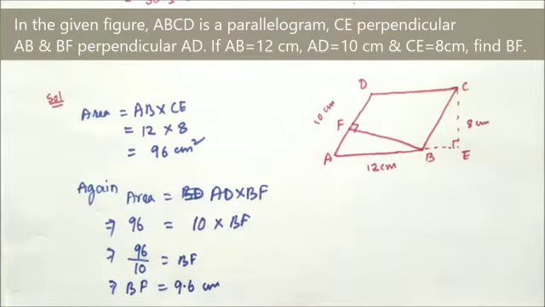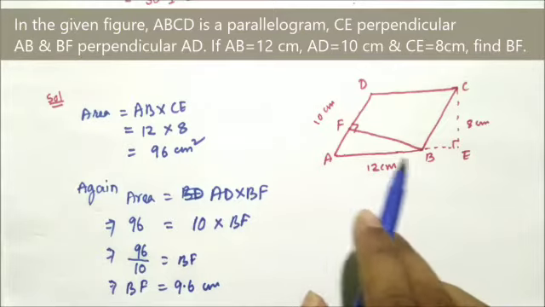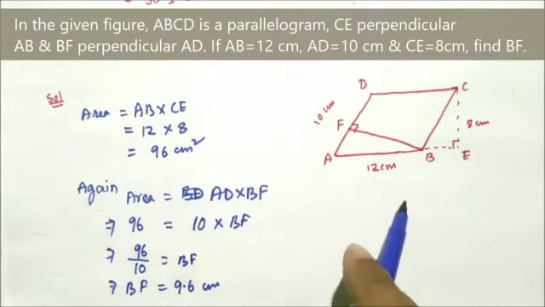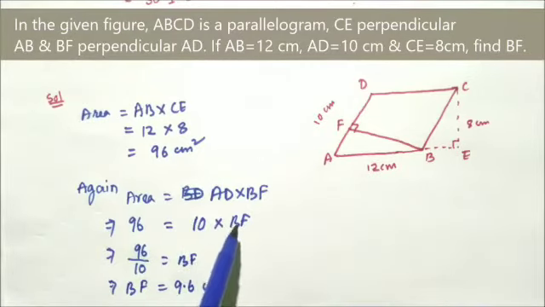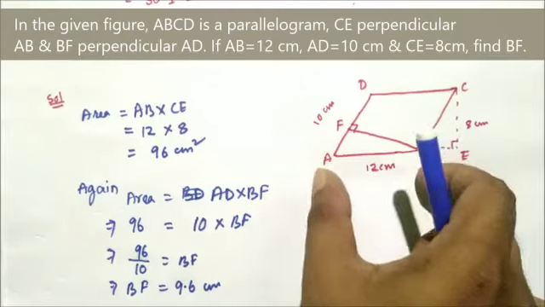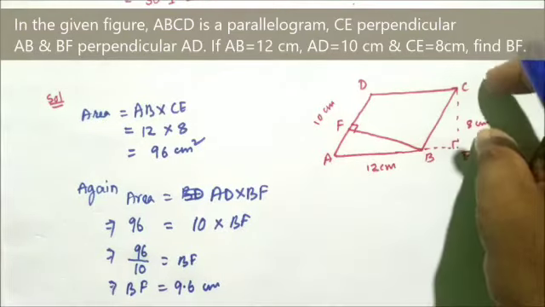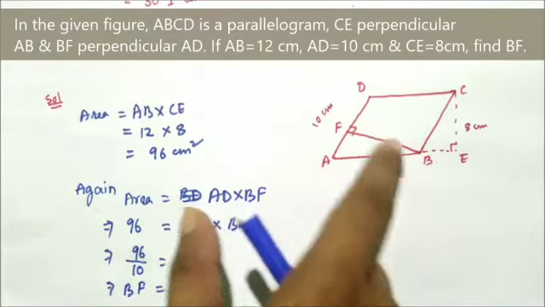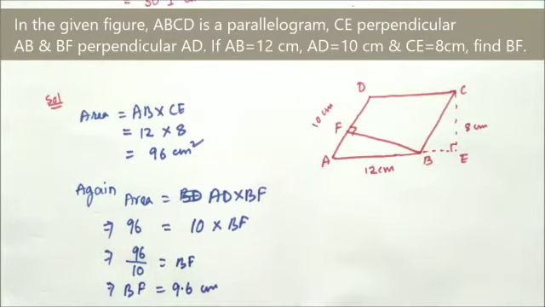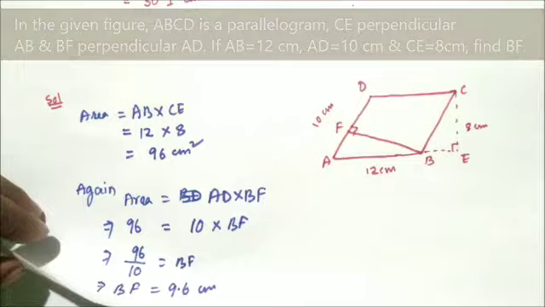So the BF will be 9.6 centimeter. Then only the area of the parallelogram will become 96 square centimeter, right? If you take AB as the base, then you need to take AB into CE. If you take AD as the base, then AD into BF. From two points of view, you can find out the area of this parallelogram, right? Okay, another question. Let us go to another question.